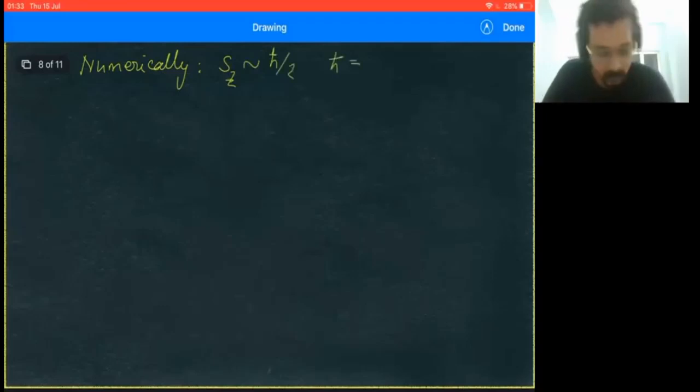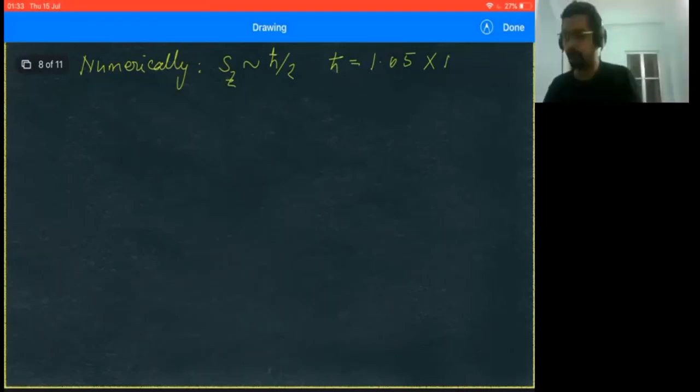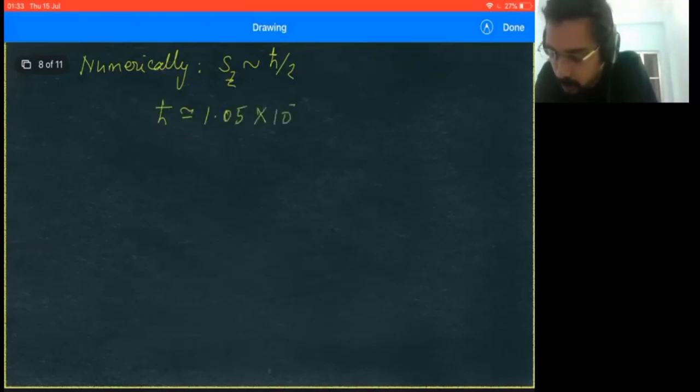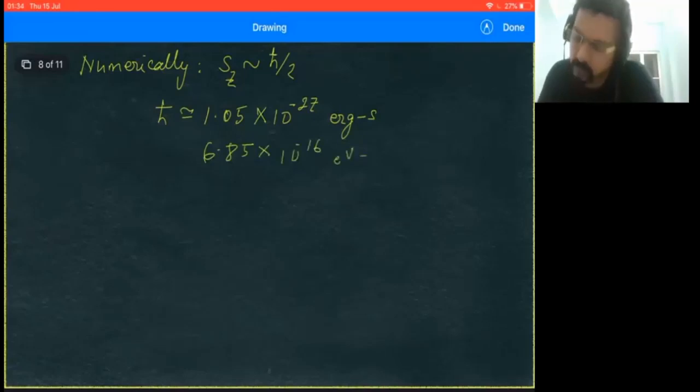where h-bar is approximately 1.05 times 10 to the power minus 27 erg seconds, or 6.58 times 10 to the power minus 16 electron volt seconds. It's a simple exercise to convert between these two.